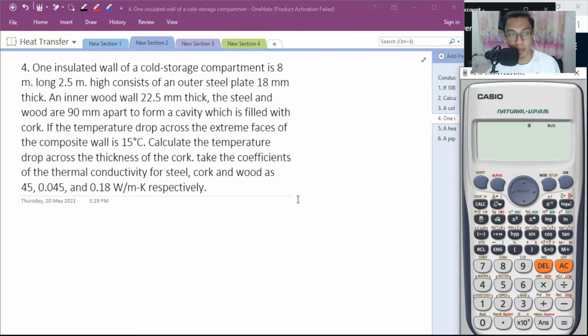So, for problem number 4, one insulated wall of cold storage compartment is 8 meters long by 2.5 meters high. Consists of an outer steel plate of 18 millimeters thick. Tapos, outer steel yun 18 millimeters. An inner wood wall, 22.5 millimeters thick, and the steel and wood are 90 millimeters apart to form a cavity which is filled with cork. Cork, tapon. Okay, tapon.